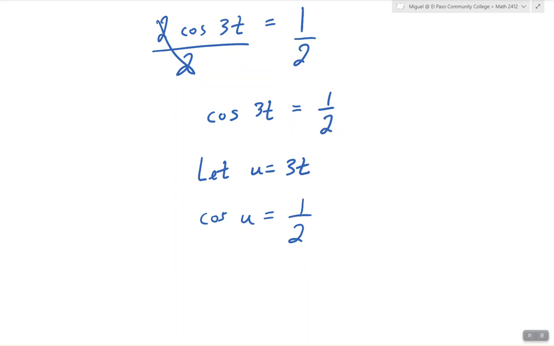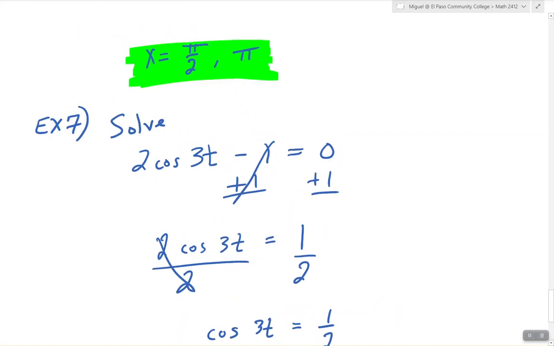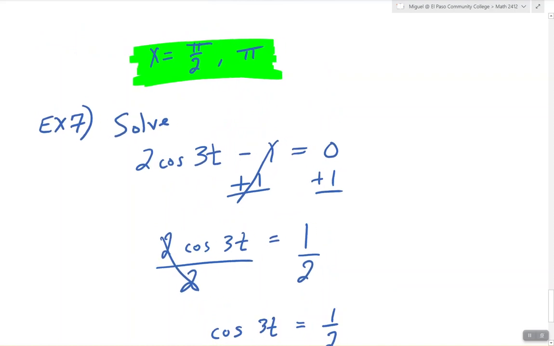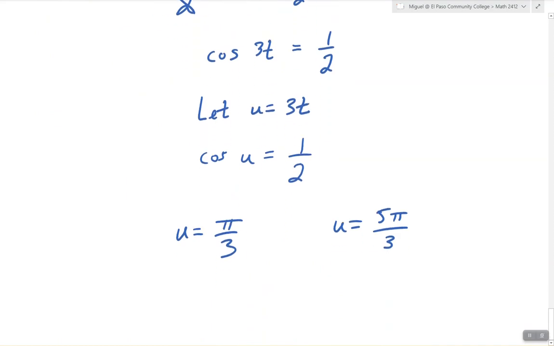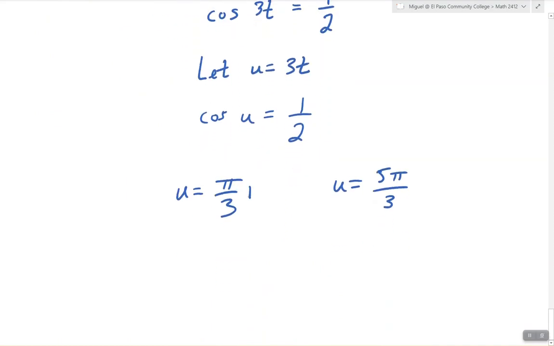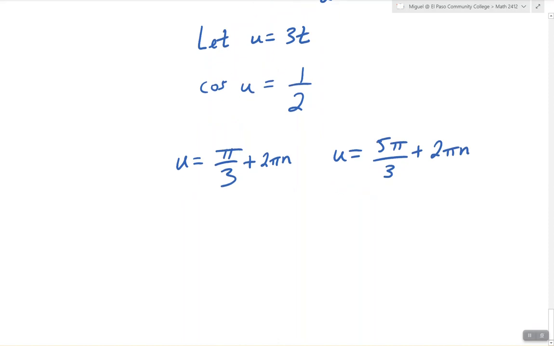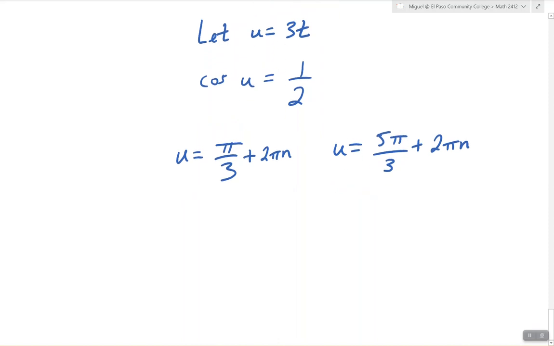Pi over 3 and 5 pi over 3. And notice because we were not given any domain in the original problem, we want the general solutions. So this is cosine, so I'm going to do what here? Add? Yeah, 2n pi or 2 pi n, good. This gives us all the solutions for that, right? Yeah, go ahead. Sine and cosine is 2 pi, correct?